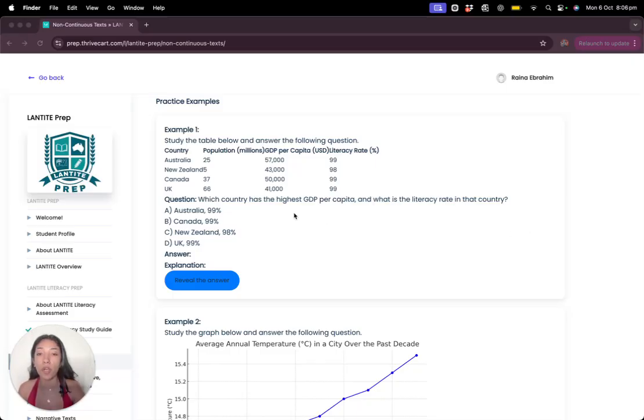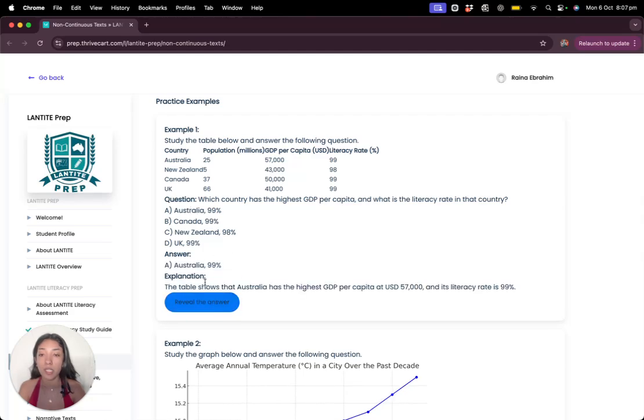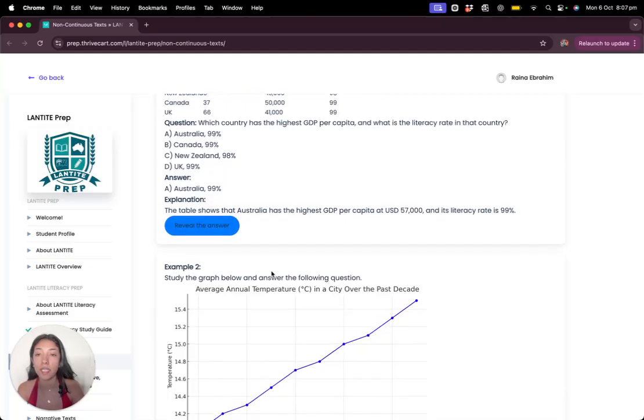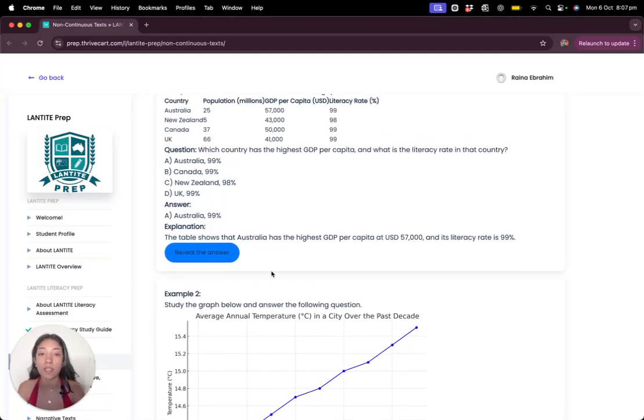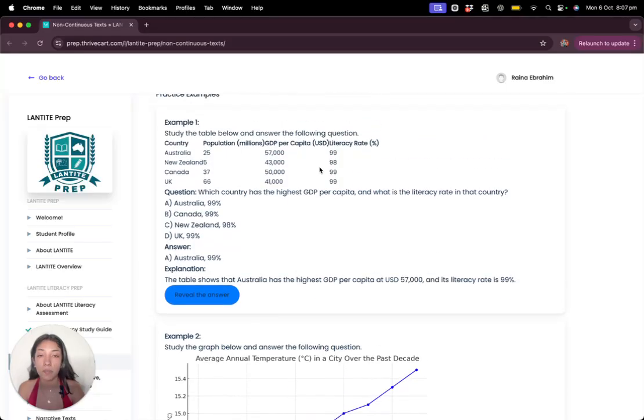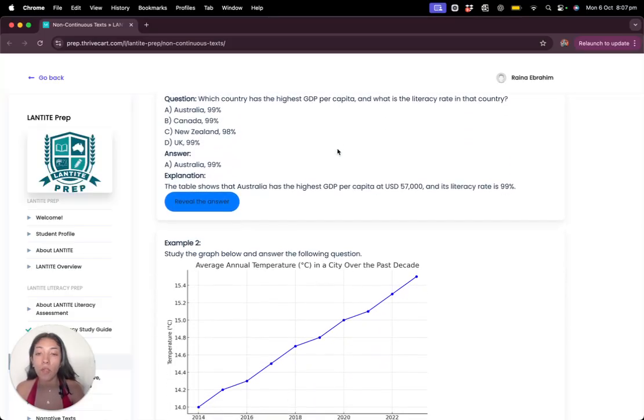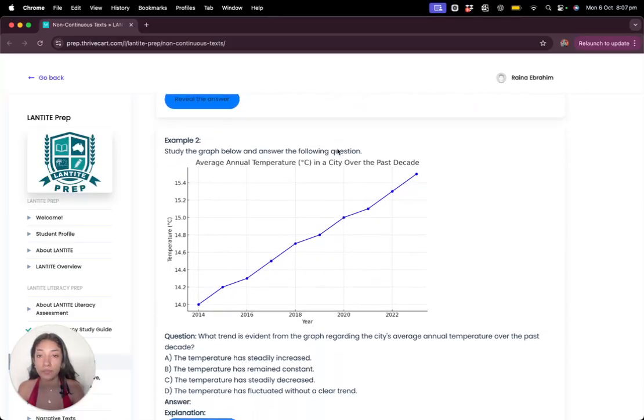So remember, we're looking for the highest GDP per capita, and that's listed here. Straight away, I can see that Australia has the highest GDP. So I'm going to go with A, Australia at 99%. Let's look at the answer here. Yep, Australia, 99. That's because the table shows that Australia has the highest GDP per capita at USD 57,000 and its literacy rate is 99%, because we're also looking for the literacy rate. Okay, so that's really good. Let's go to the next one.